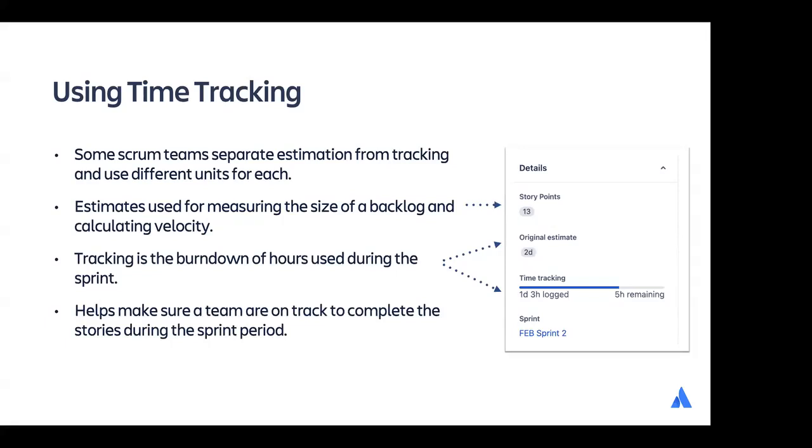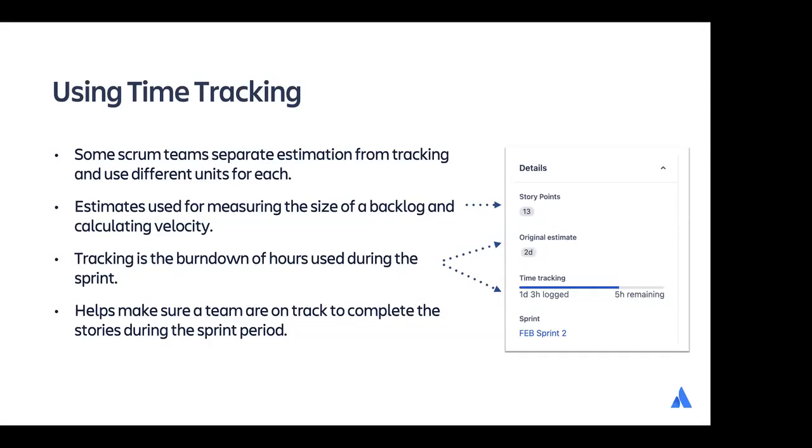As you can see in the screenshot on the right, the story points is on top, and then you see an original estimate that's been given to the story, and that's 2d, which is 2 days. And then in time tracking, 1 day and 3 hours has already been logged, and so there's 5 hours remaining. The next time you log work, you could log some time and actually adjust the estimate. For remaining time, you could decrease it or increase it, and that is considered scope change.